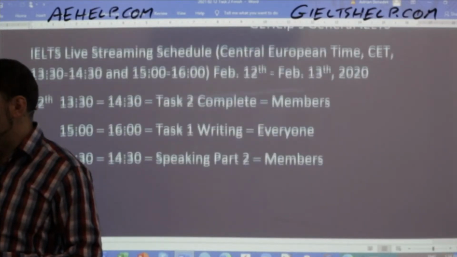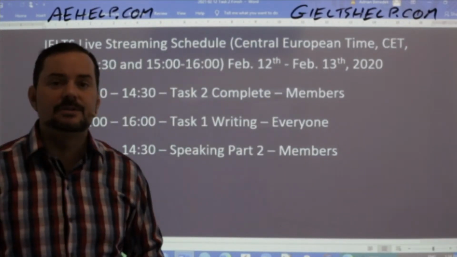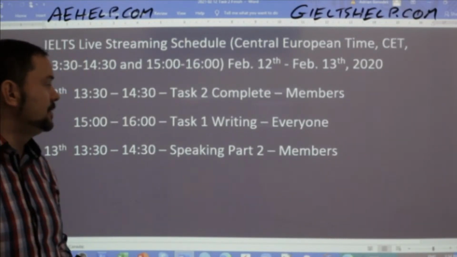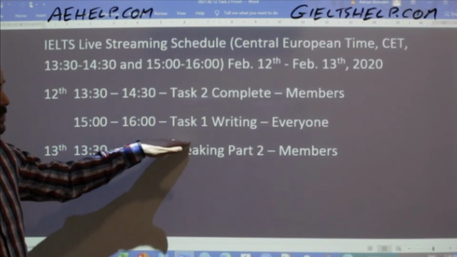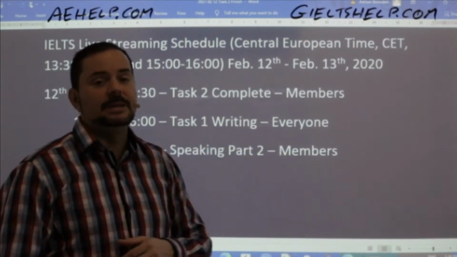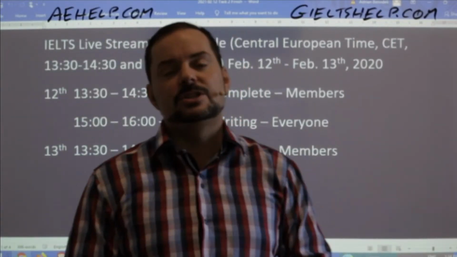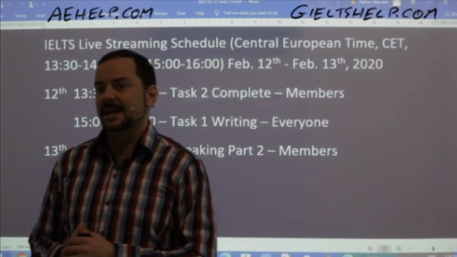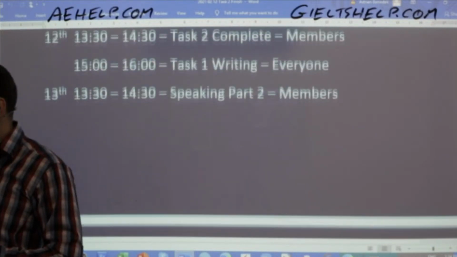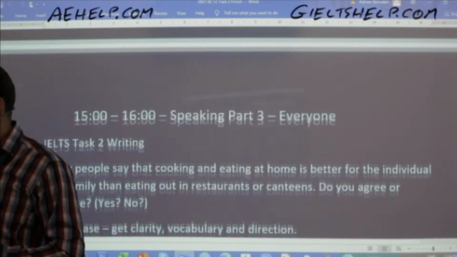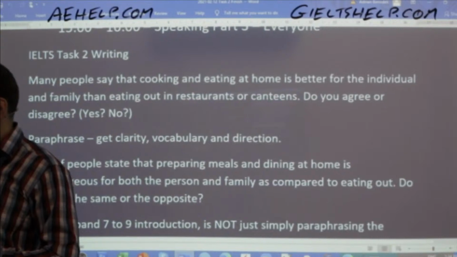Now, we have task 2 for members, but don't worry if you're not a member and you want to join the chat, you will have a chance in 90 minutes. We will do a task 1 writing with everyone. That will be comparing some pie charts. So lots and lots of writing practice today. And then tomorrow we'll have speaking part 2 and speaking part 3.